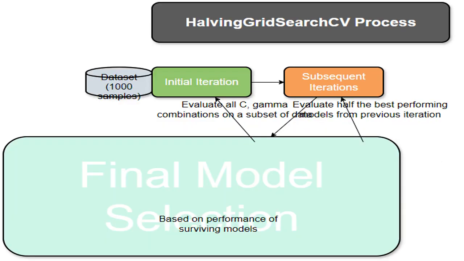faster. Finally, HalvingGridSearchCV chooses the model that performed best across all rounds, not necessarily the model that performed best on the whole dataset at once. It's a champion selected through a series of competitions, not just one final match.